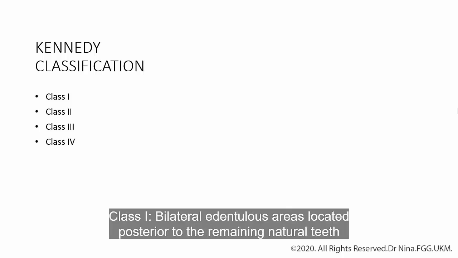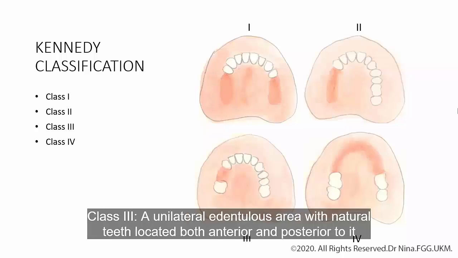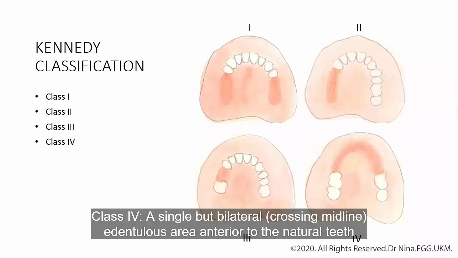Class 1 is when you have bilateral edentulous area located posterior to the remaining natural teeth. Class 2 is when you have a unilateral edentulous area located posterior to the remaining natural teeth. Class 3 is when you have a unilateral edentulous area with natural teeth located both anterior and posterior to it. And Class 4 is when you have a single but bilateral, by means is that it is supposed to cross the midline, edentulous area located anterior to the remaining natural teeth.